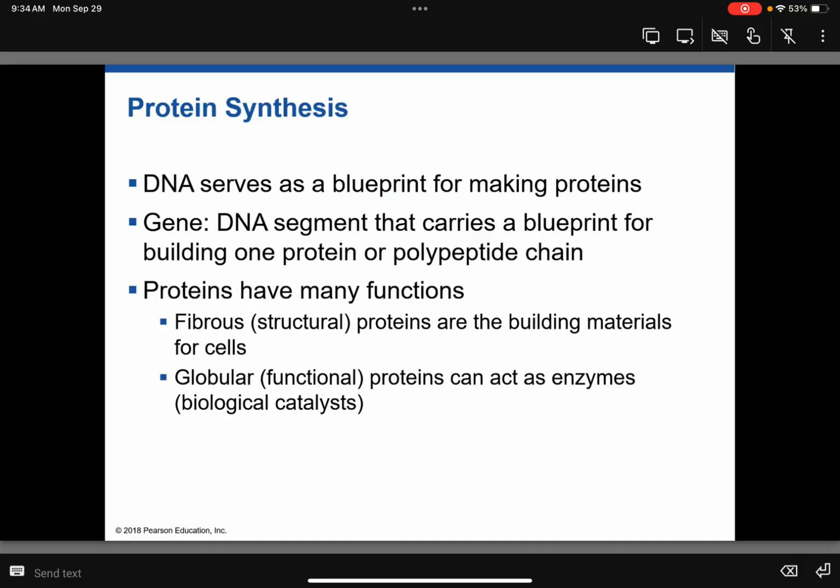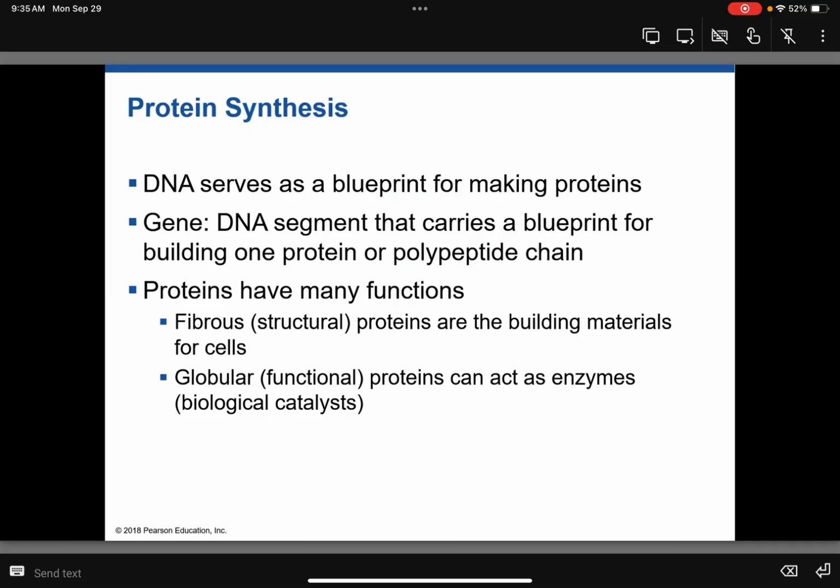So, on our DNA, there are several genes. There is a lot of our DNA that is completely useless. It's just kind of a placeholder there to keep genes separate from each other, so it's not just a continuous run-on of those genes. So, a gene is a specific segment of DNA that carries a blueprint for building one protein or a polypeptide chain.